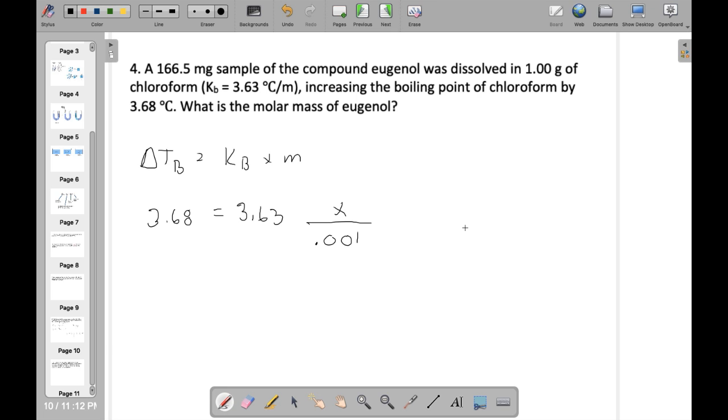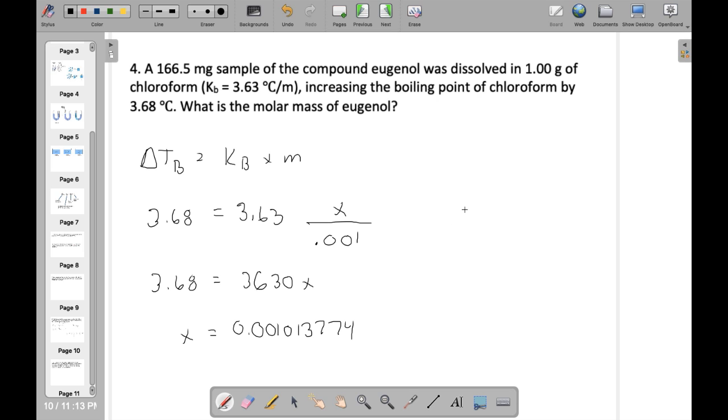Now, we can rearrange everything just like before. 3.63 divided by 0.001. So I'm going to get 3.68 equals 3,630x. So x equals 3.68 divided by 3,630, which is this little small 0.010137774. It's this little number here.